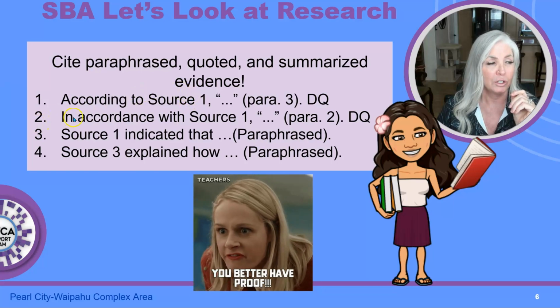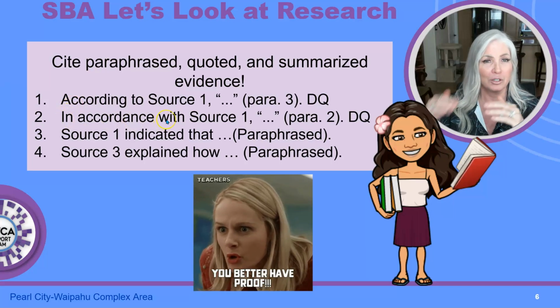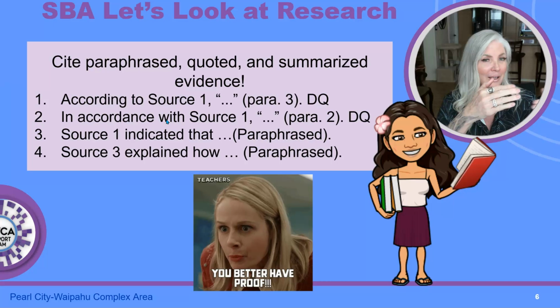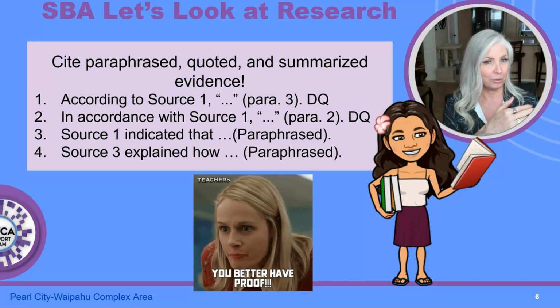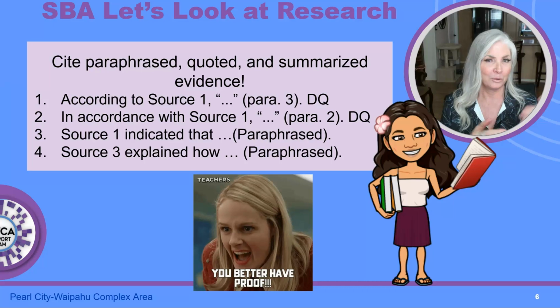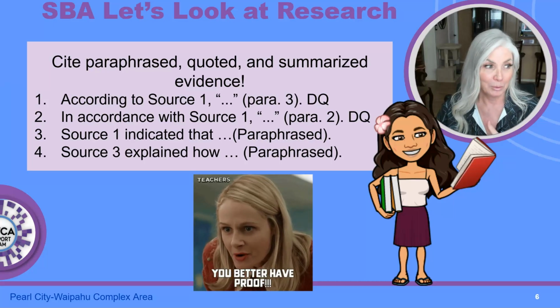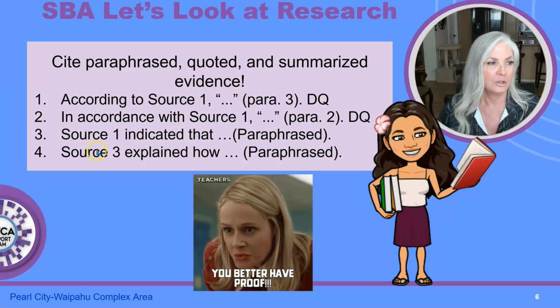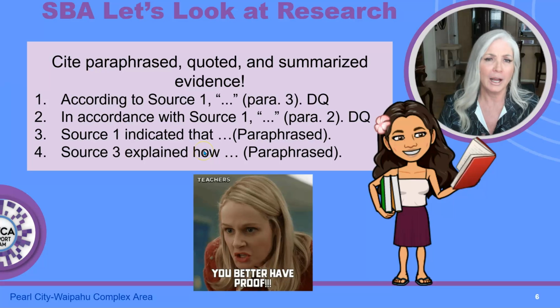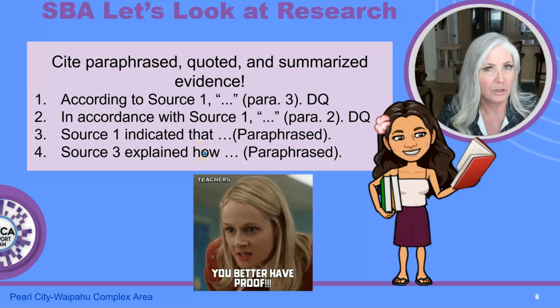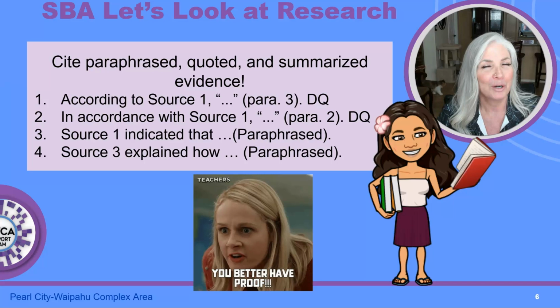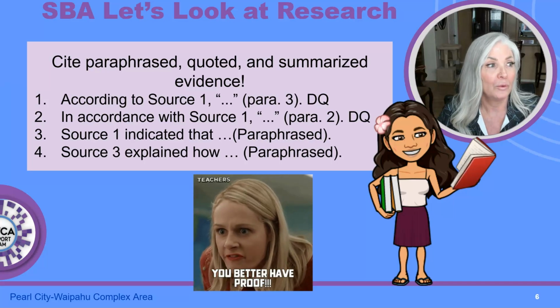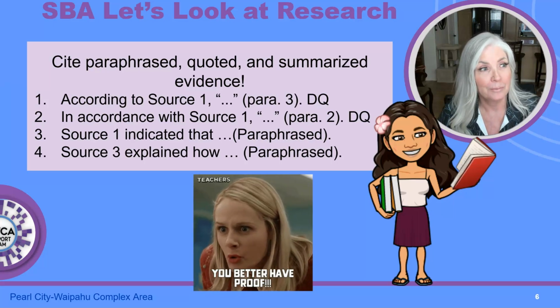In this one, we see that we're still in source 1, but instead of saying according to, we're saying in accordance with. And I usually just balance those back and forth. So I keep going in accordance with, according to, in accordance with, according to, and then I'll say as source stated, as explained. So this is if it's paraphrased. Source 1 indicated that. Source 3 explained how. Now you don't have to use the that or the how, so don't get wrapped around that. All we're trying to do is make sure that we cite anything that we have gotten from our sources.